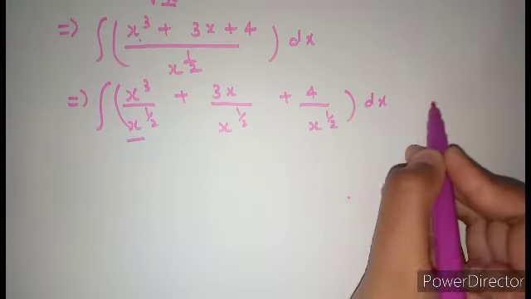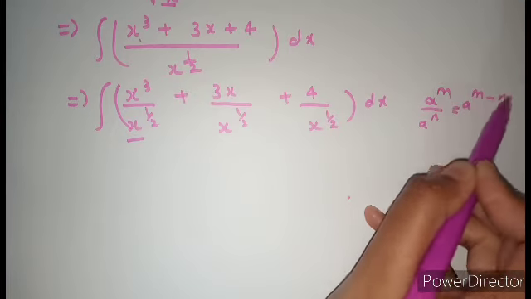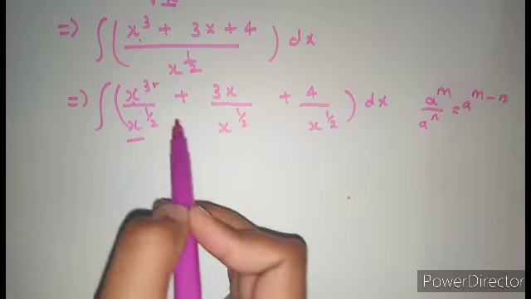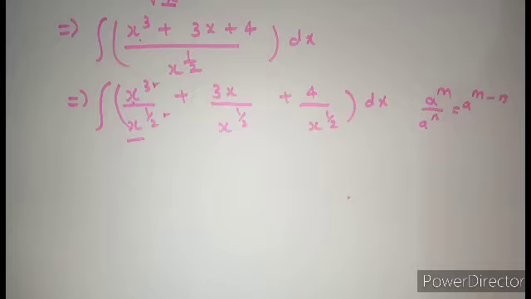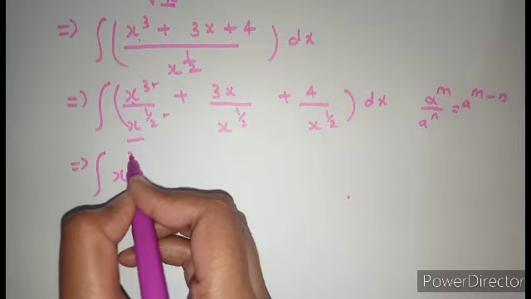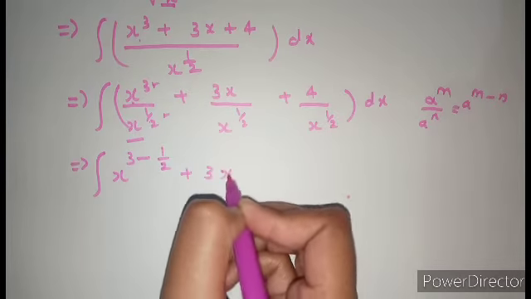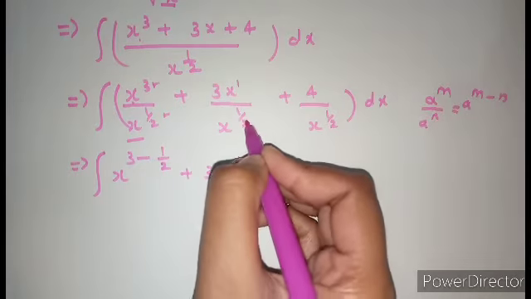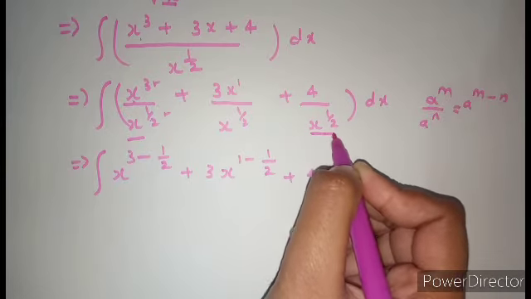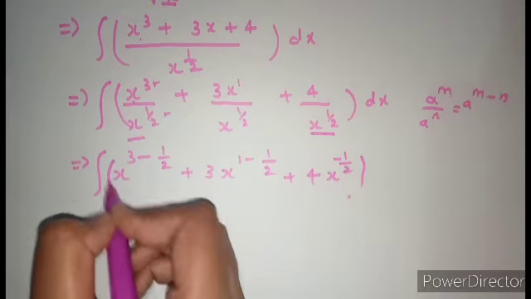This is of the form a power m by a power n is equals to a to the power of m minus n. So in place of a we have x, in place of m we have 3 and in place of n we have 1 by 2. So substitute: x to the power of m is 3 minus n is 1 by 2, plus 3 as it is, x in place of m we have 1 minus in place of n we have 1 by 2, plus 4. If I take x to the power of 1 by 2 to the numerator, it becomes x to the power of minus 1 by 2 dx.